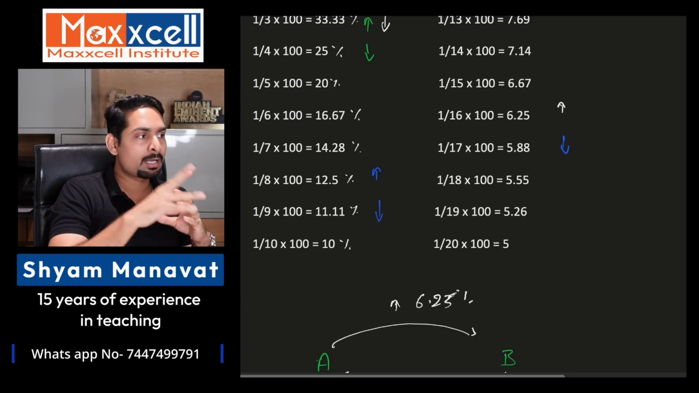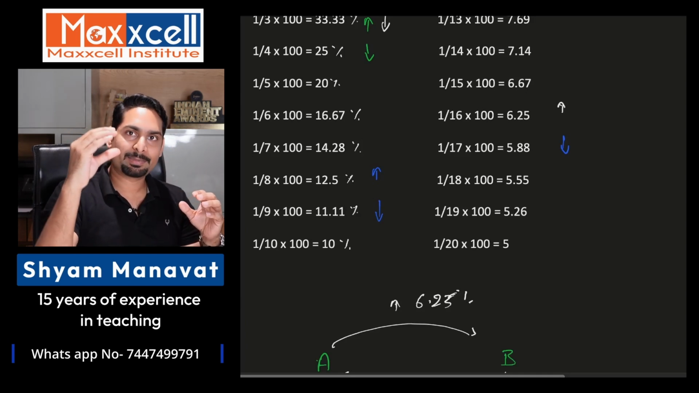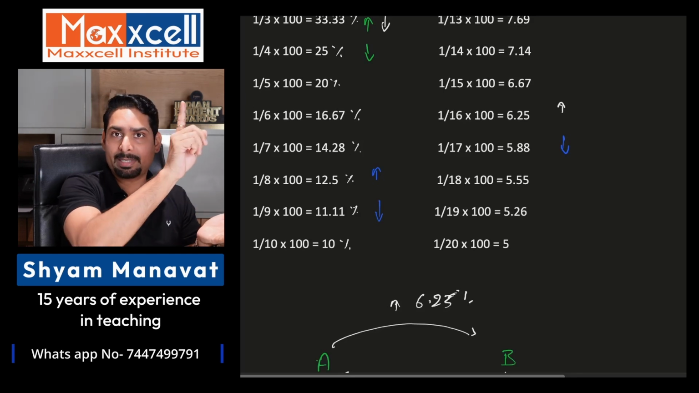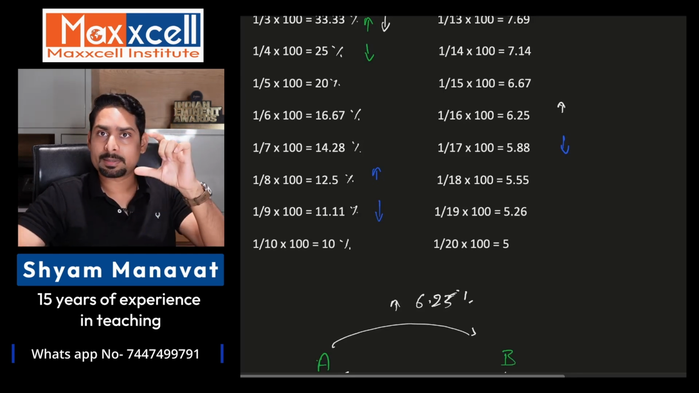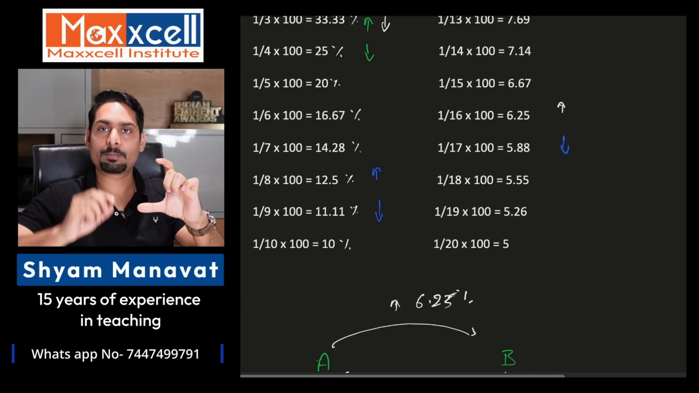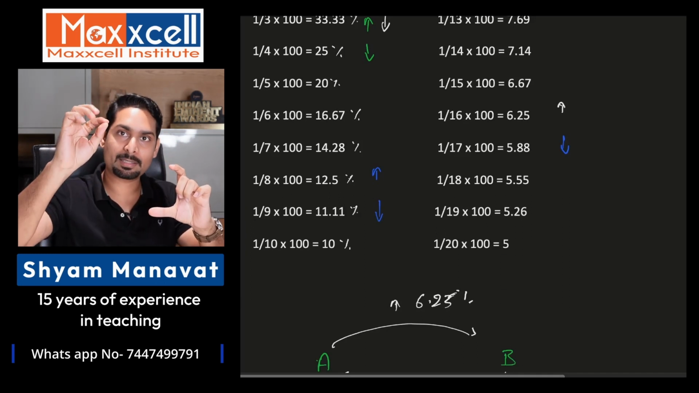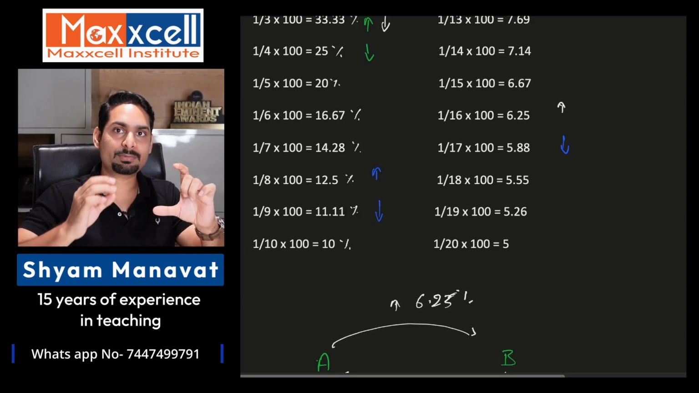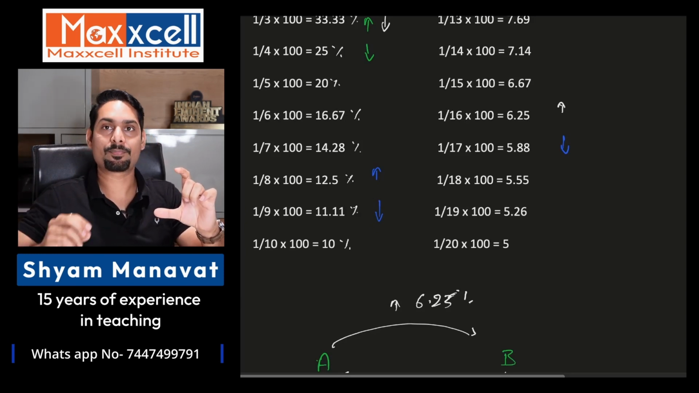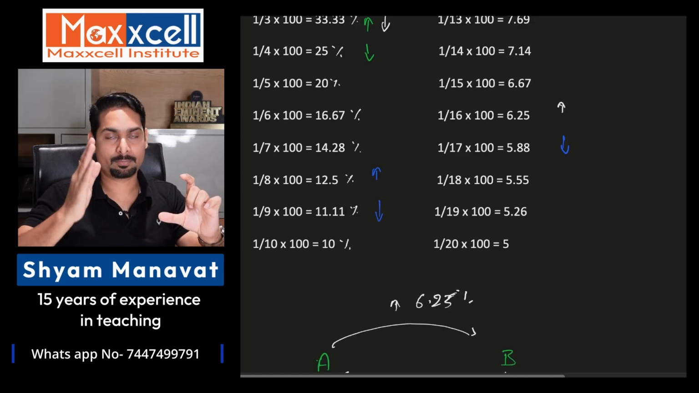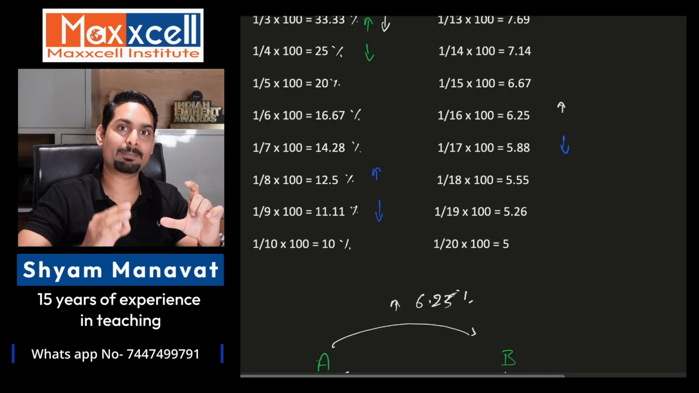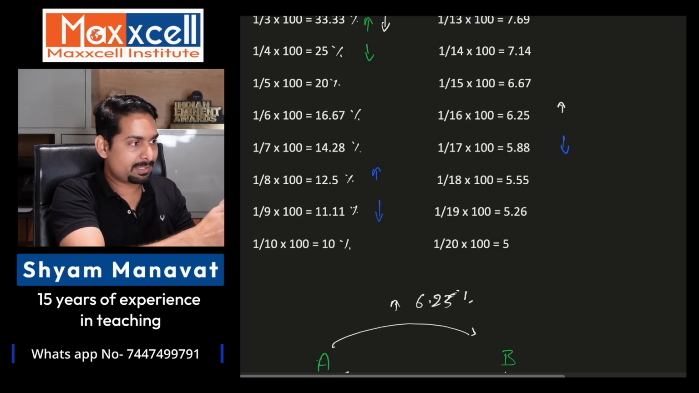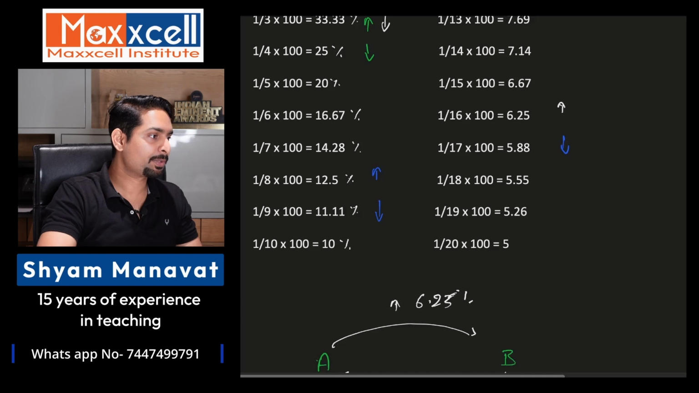Easy method is to learn in bunches of 5. There are only 20 values here. It's not much. There are only 20 values, 1 by 1 to 1 by 20. Correct? Learn in bunches of 5. So first you try to by heart 1 by 1 to 1 by 5 fraction percentage. Then 1 by 6 to 1 by 10, then 1 by 11 to 1 by 15, then 1 by 16 to 1 by 20 fraction percentage. Okay. As of now, it's there in front of you, so I can show you here itself, right?